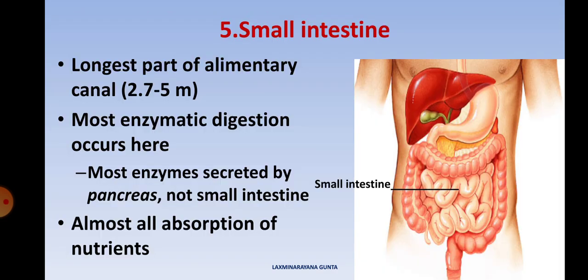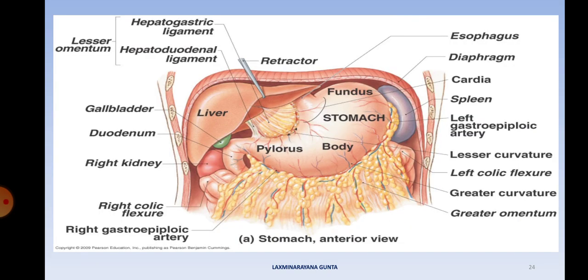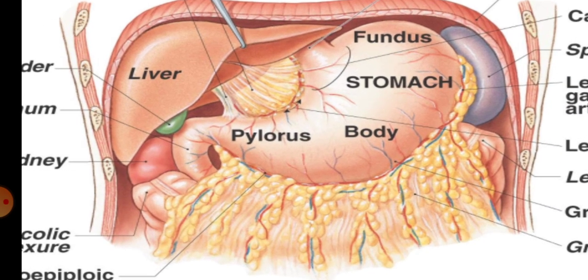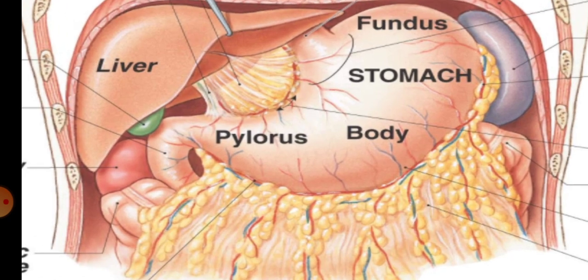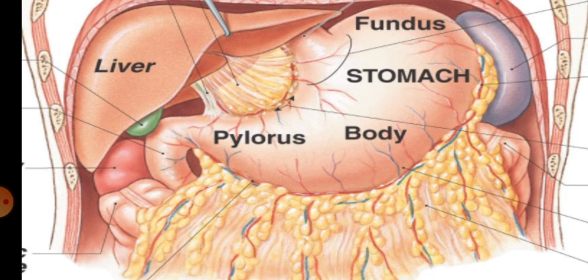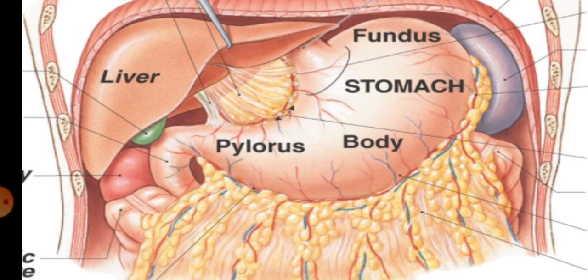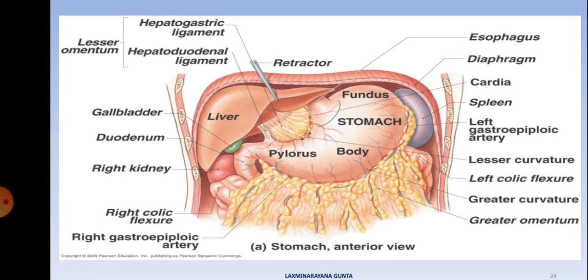And the next portion is small intestine. Before that, in the cardiac stomach, fundic stomach, and pyloric stomach, the opening of the stomach from the esophagus is guarded by the cardiac sphincter, and the last portion is the pyloric stomach. The opening of this pyloric stomach into the small intestine is guarded by the pyloric sphincter.